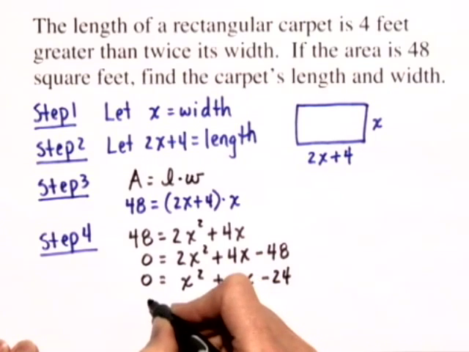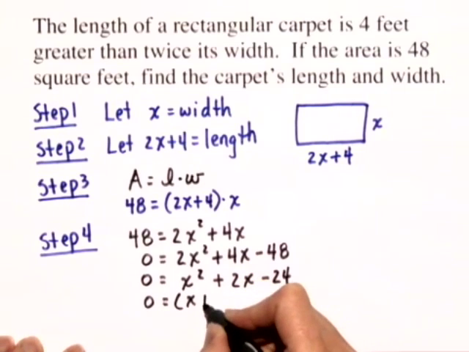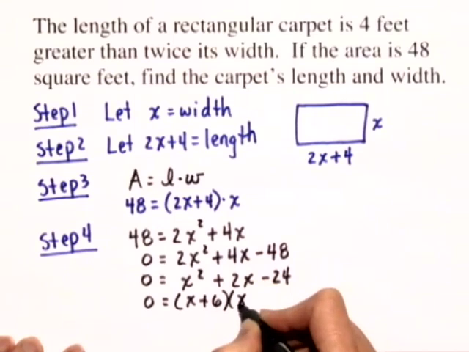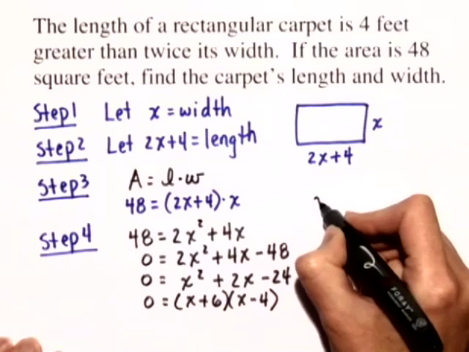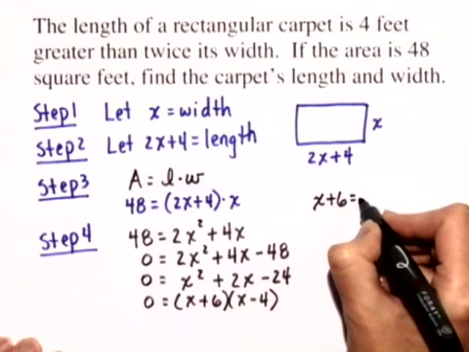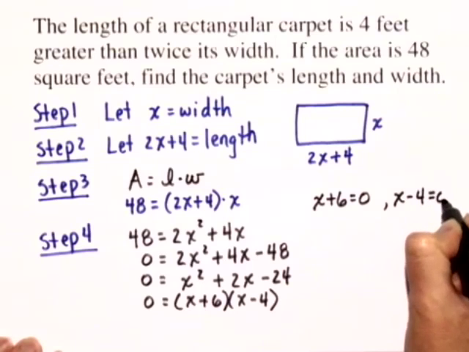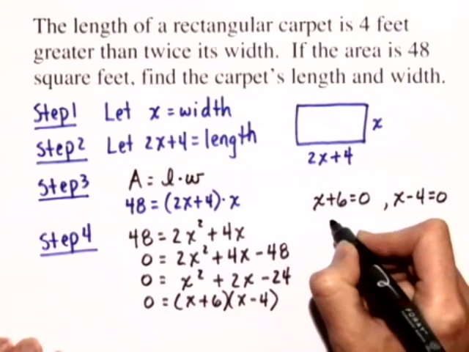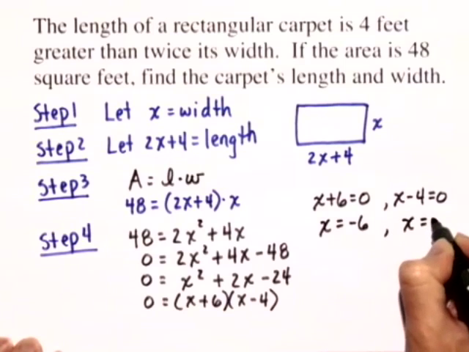And this will factor nicely. We'll have 0 equals x plus 6 times the quantity x minus 4. It's always a good idea to check to make sure we factored correctly. That looks fine. So we set each of these factors equal to 0, x plus 6 equals 0, or x minus 4 equals 0. We'll solve both of these equations. We'll get x equals negative 6 or x equals 4.